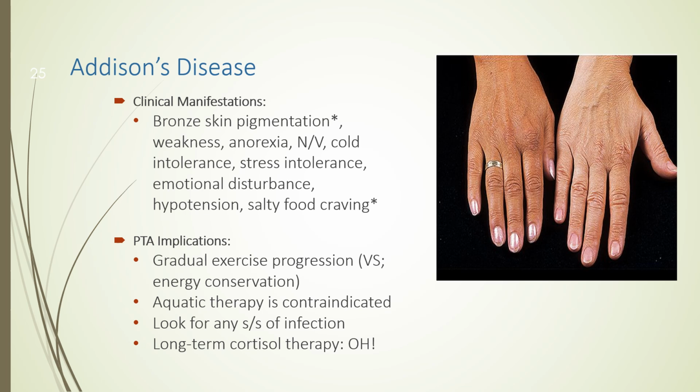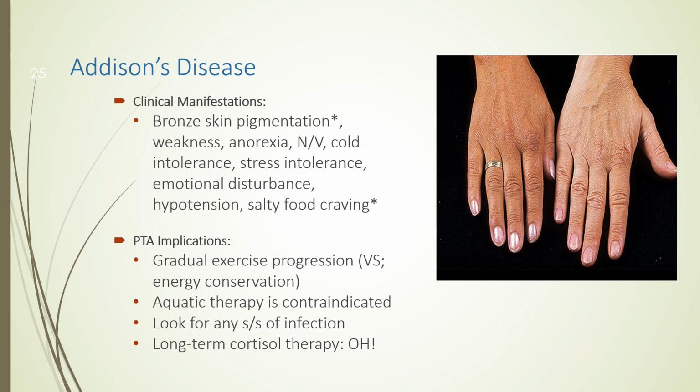When the adrenal glands aren't producing enough cortisol, the pituitary gland increases the release of adrenocorticotropic hormone in an attempt to stimulate cortisol production. Elevated ACTH levels also stimulate the production of melanocyte-stimulating hormone, which can cause hyperpigmentation, often leading to the characteristic bronze skin appearance seen in individuals with Addison's disease.